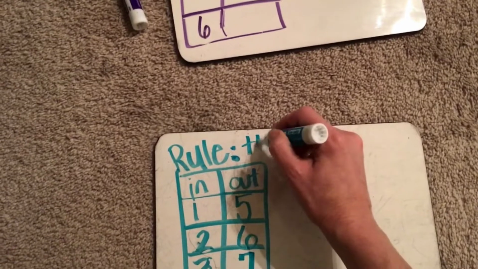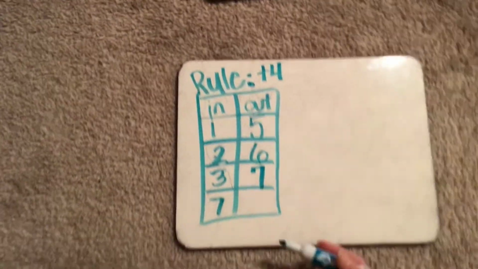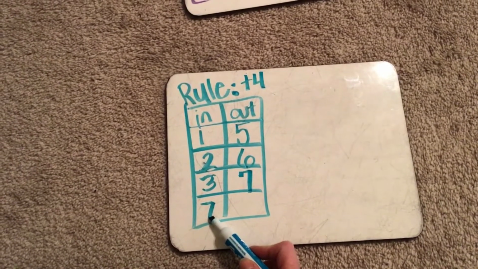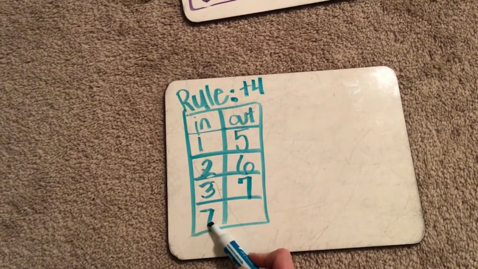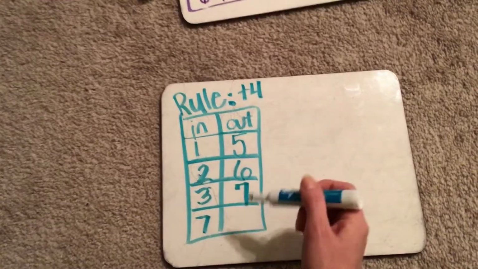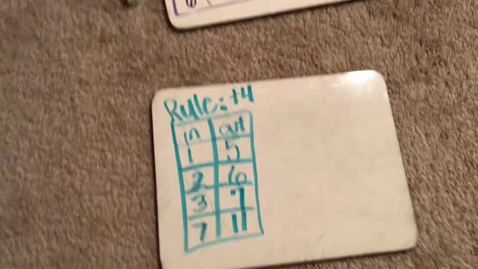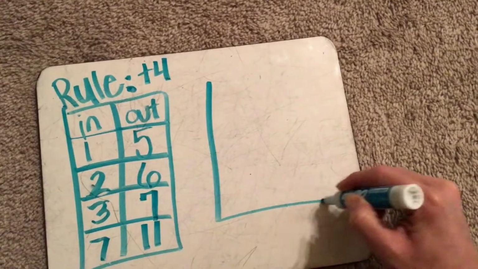Now, I'm going to fill in my rule. Plus 4. And I'm going to come back here and look at my table. I'm going to put in a 7. And if I add 7 plus 4, I'll get 11. That's right.